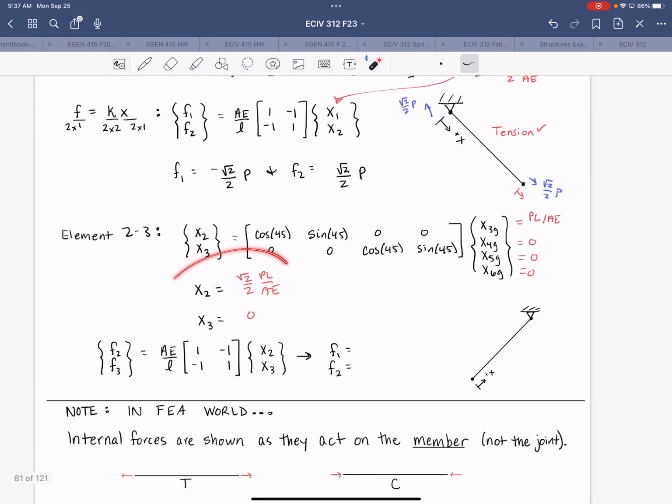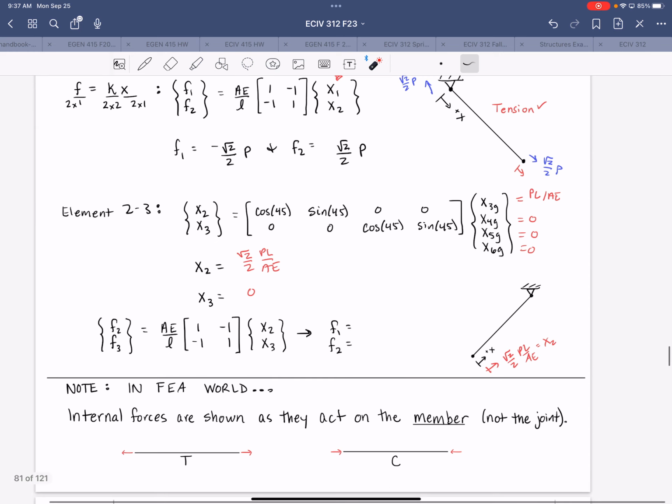But here we got a positive result for x2, right? So that means it's going to move in the positive direction. So positive does not necessarily equate to tension in these results, right? So that's the thing I want to point out here. In this case, our positive x direction is from node 2 to node 3. That means the member is going to shorten, right? So it's in compression.